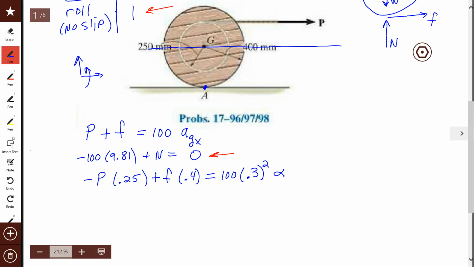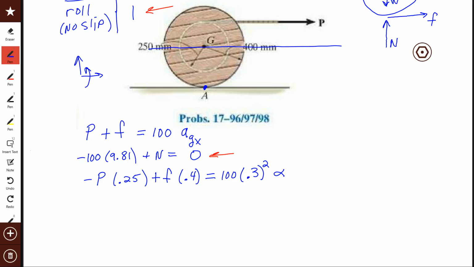I don't know which way alpha goes. I'm going to solve for the number, so I'm assuming it's going to go counterclockwise. You probably realize that if it's going to accelerate to the right, it's going to rotate clockwise as well. Don't worry about it. You'll get the plus and the minus, and it'll tell you what's happening.